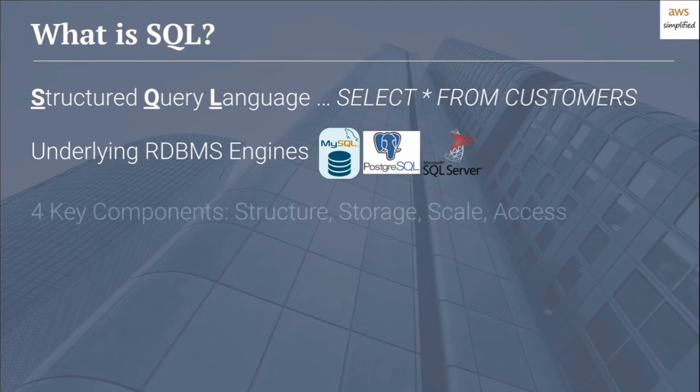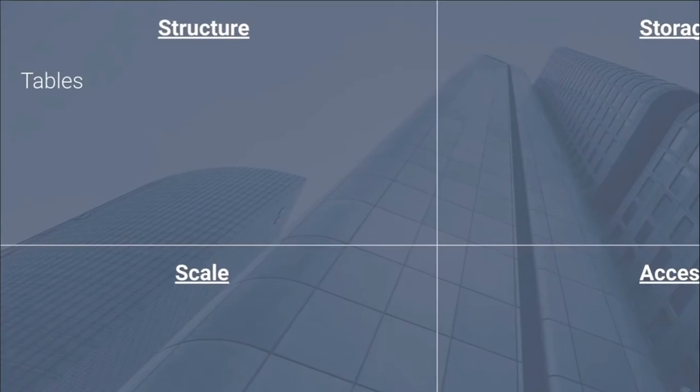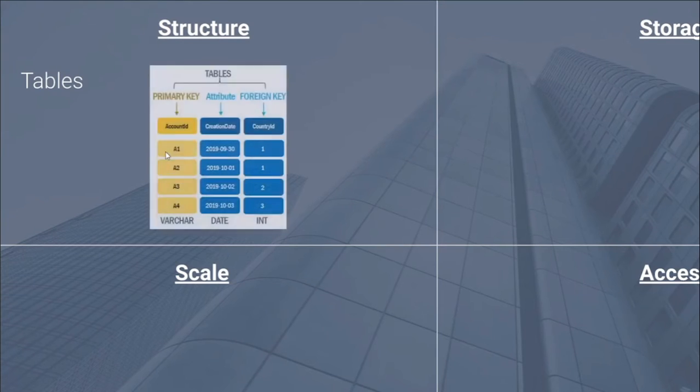Microsoft SQL Server. So there are four key components that I like to talk about with databases: structure, storage, scale, and access. Let's quickly go through these and talk about how they relate to SQL. Starting in the top left with structure, you typically interact with tables in a relational database engine. As an example, we have an accounts table here, and a table consists of rows and columns. The columns correspond to the types, and the rows correspond to the individual entities that exist in the table.